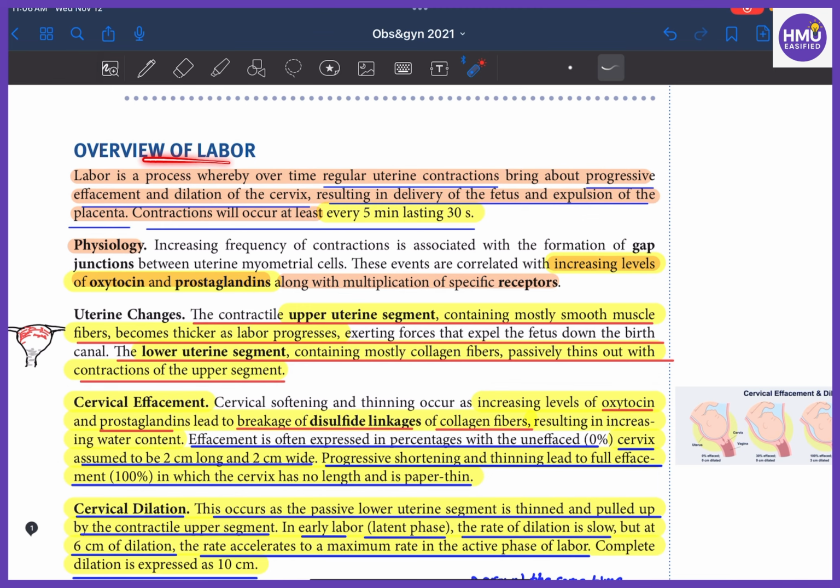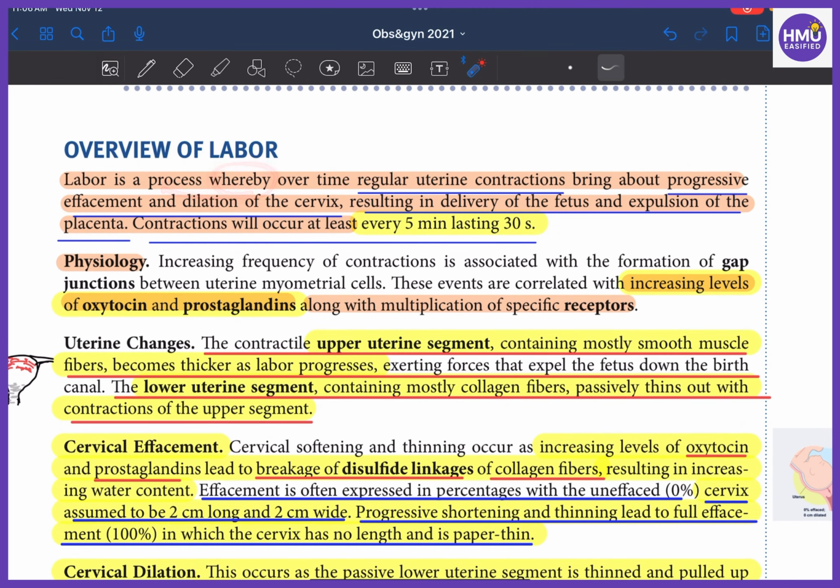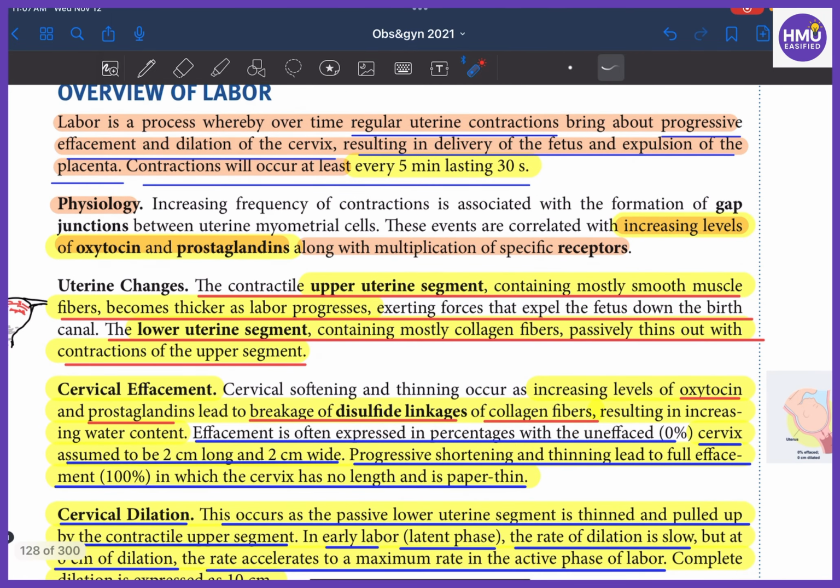So, what is labor? Labor is a process whereby over time, regular uterine contractions bring about progressive effacement and dilatation of the cervix. Now, we will know what effacement means in a bit, but we know what dilatation of the cervix means, resulting in delivery of the fetus and expulsion of the placenta. And these contractions that happen in labor will occur at least every 5 minutes and last 30 minutes.